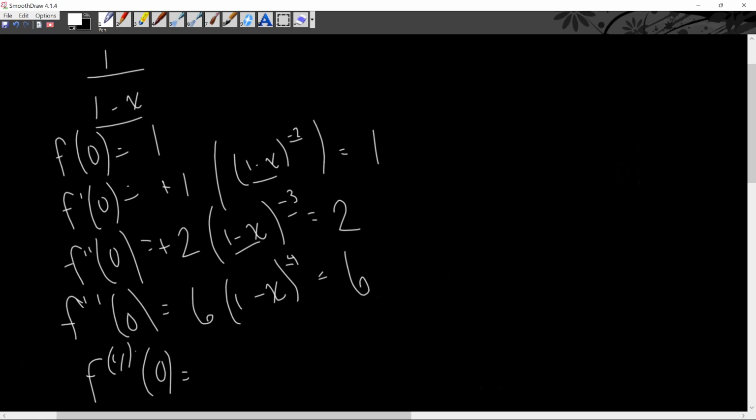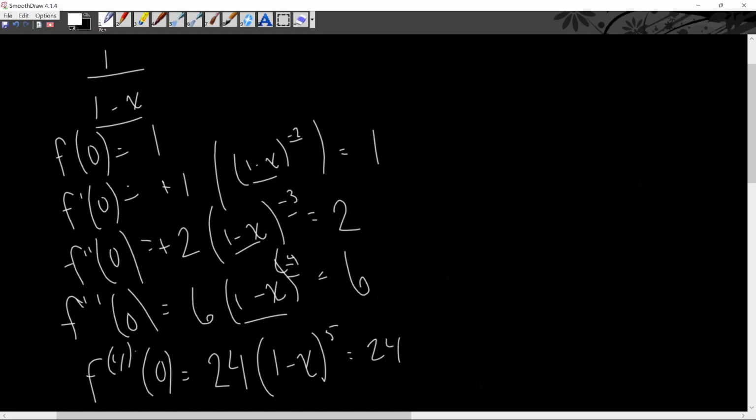And then we will also do this negative 4. We will multiply that to the front and then take this derivative, giving us a negative number, which means we will be left with positive 24 times 1 minus x to the negative fifth power, after which we plug x equals 0 inside, and we will get 24.